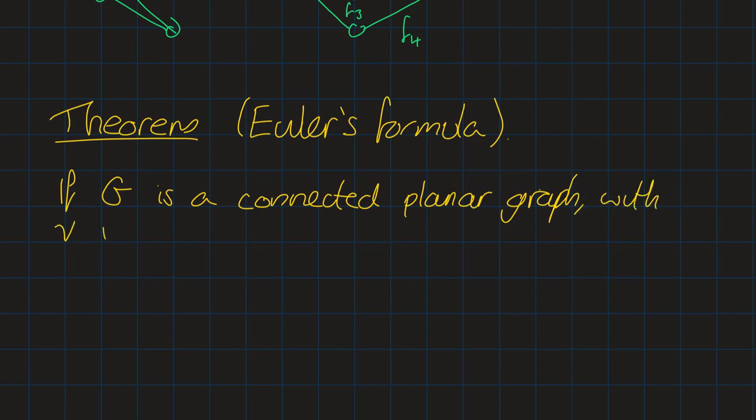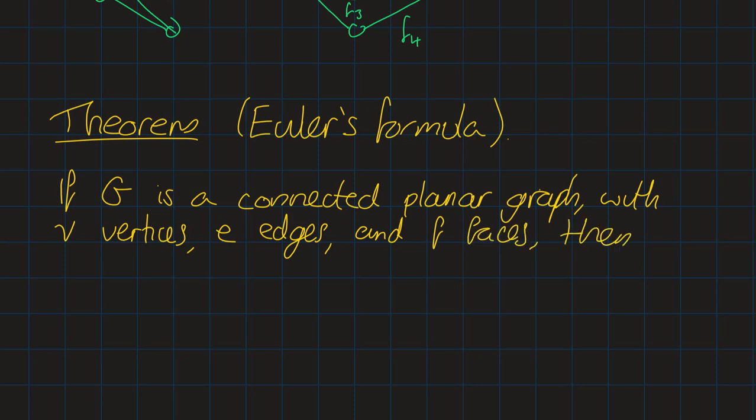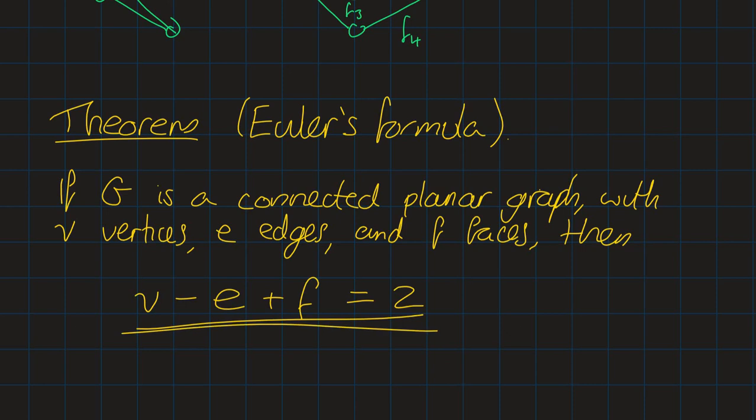with V vertices, E edges, and F faces, then these numbers satisfy an equation, and that equation is V minus E plus F equals 2. And this is always true, no matter what planar graph you choose. There are infinitely many planar graphs out there, and there are infinitely many ways of drawing them, but no matter how you draw them, if you add up V minus E plus F, you will always get 2.